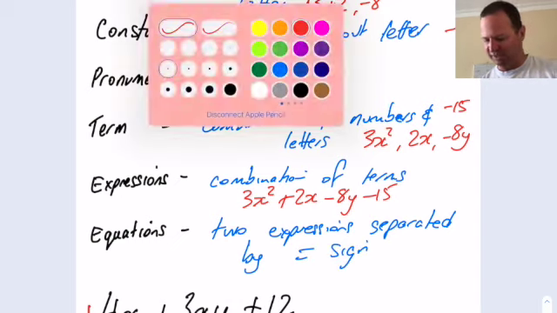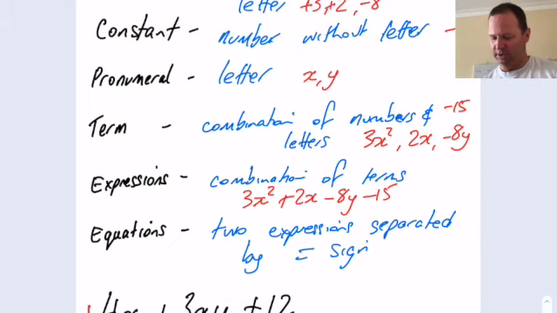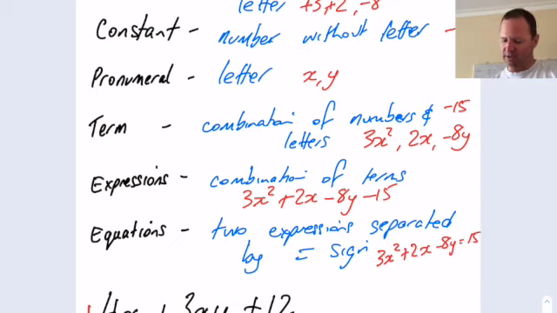So an example, it's a bit harder to do that because that was just an expression, but we could say 3x squared plus 2x minus 8y equals 15. Now that's no longer just an expression. It is an equation because I've got that equal sign in there and I've got two things that are balancing.